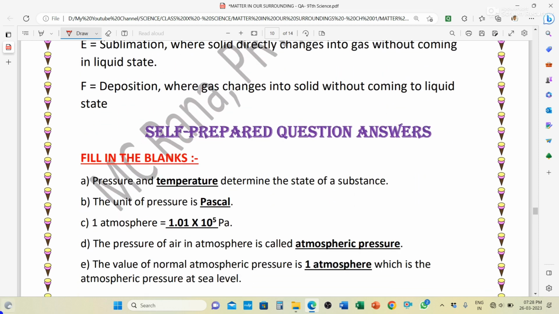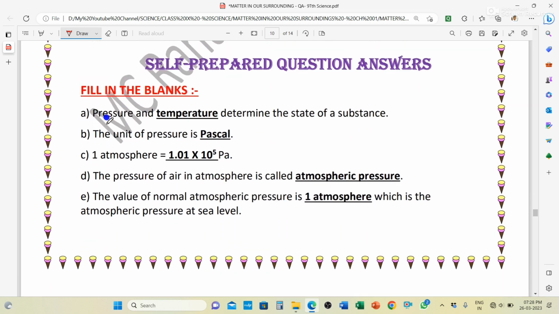Okay, then now we will discuss some self-prepared question answers that are not given in your book, I have created for you. Okay, so to make you understand the chapter very well. So let us discuss. First is fill in the blanks. Question number A. Pressure and dash determine the state of a substance. Pressure and temperature determine the state of a substance, whether it will be solid form, liquid form or gaseous.